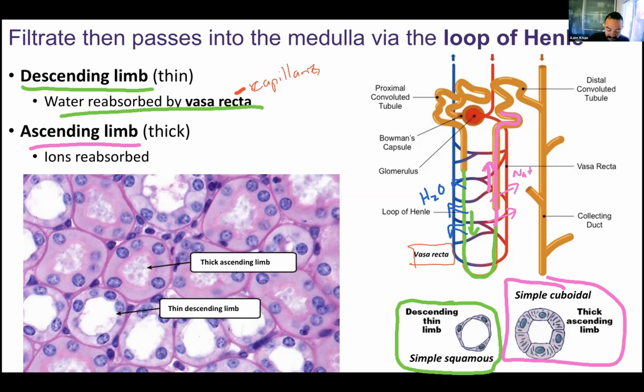This is, once again, only found in the medulla. It is not in the cortex. Proximal convoluted tubule and Bowman's capsule, those are the cortex. Loop of Henle is in the medulla. And within the medulla, you can see the difference. Simple cuboidal for the ascending limb, more squamous shape for the descending limb.